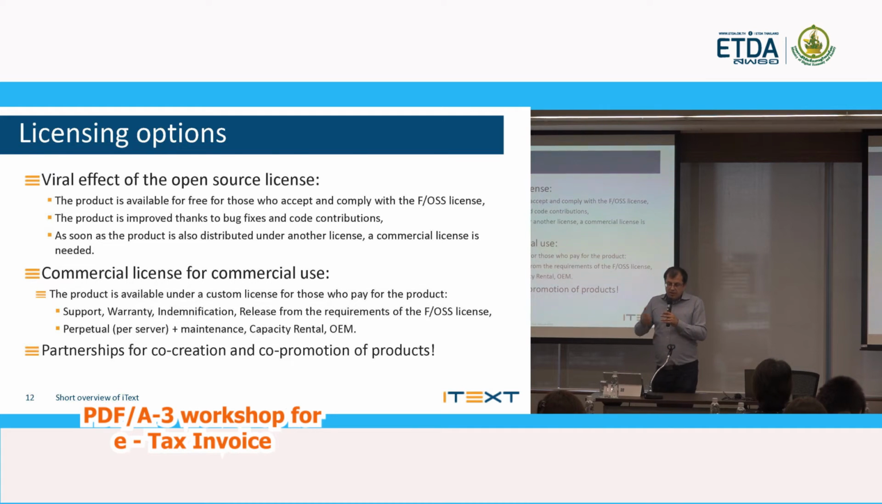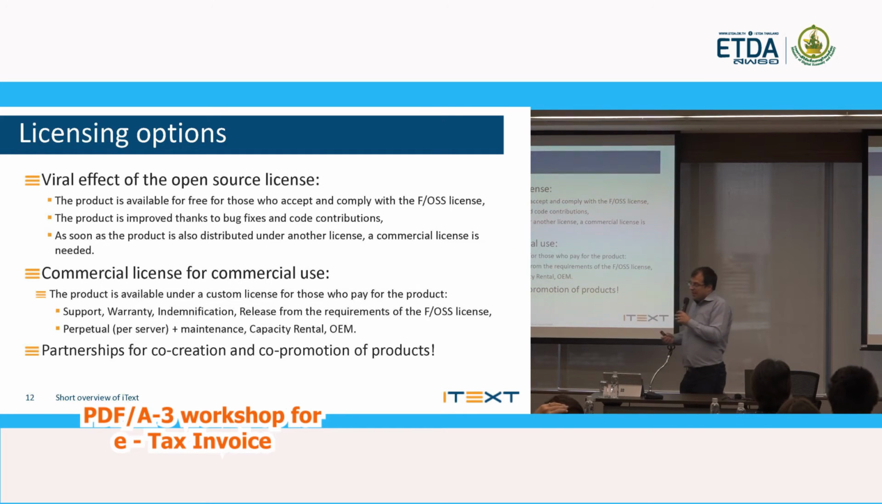So iText today is open source, and you can still download it and start using it, as long as you use it in an open source context. You can download it and create your own software, but the moment you start distributing it, be it on a server or as an executable, you have to make your own source code available. And that's great, because the product is improved thanks to bug fixes and code contributions. That didn't change.